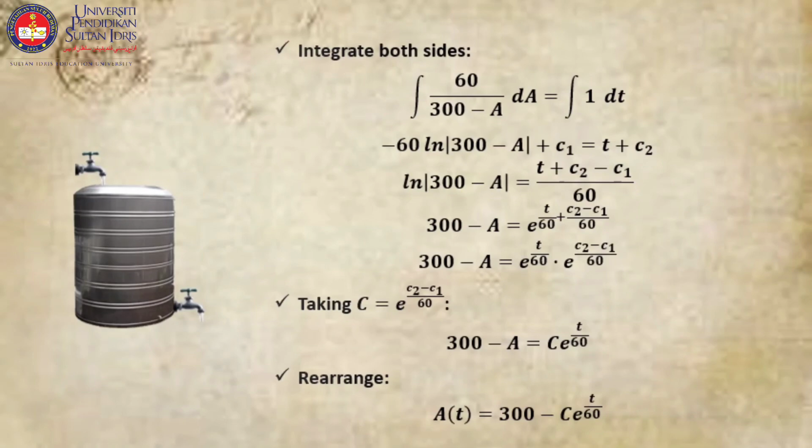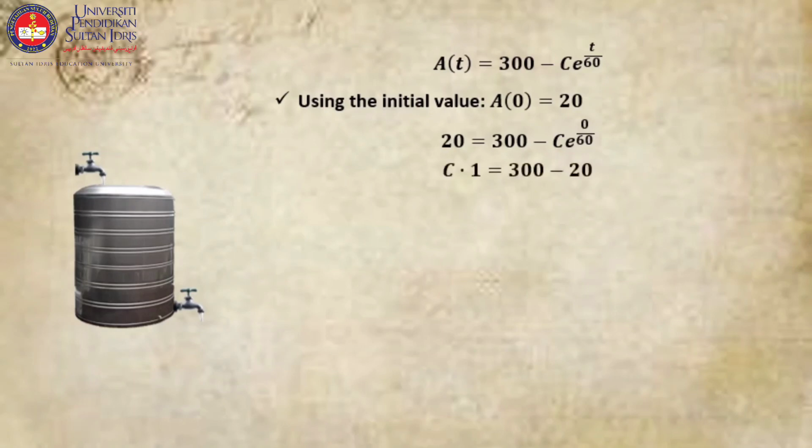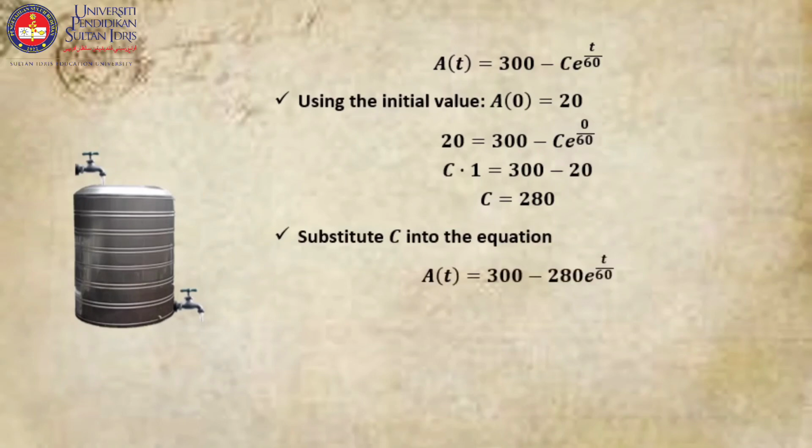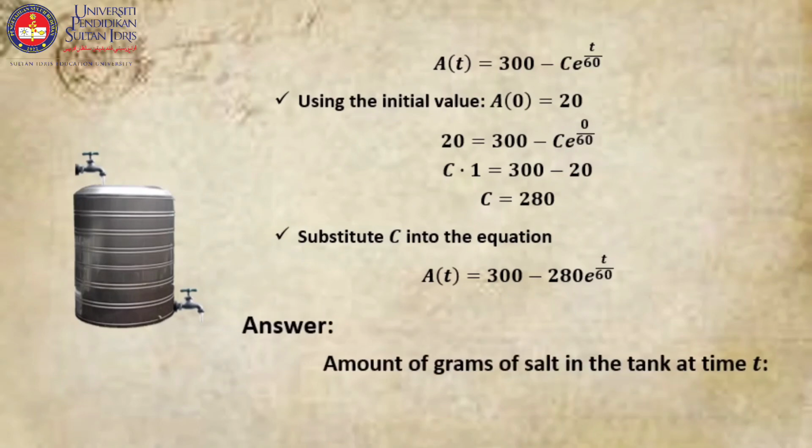Now we substitute the initial value of A, A(0) equals 20. So 20 equals 300 minus c times exponential 0 over 60. So we get c equals 280. When we get the value of c, we substitute c into the equation. So A(t) equals 300 minus 280 times exponential t over 60. So the answer for this question, the amount of grams of salt in the tank at time t, A(t) equals 300 minus 280 exponential t over 60.